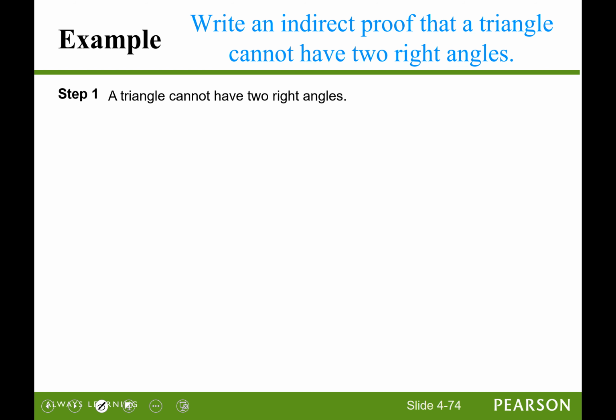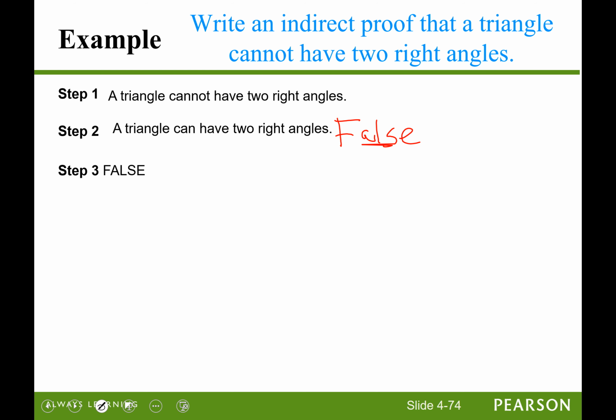Step one, identify what we are trying to prove: a triangle cannot have two right angles. Step two, we write the negation. That would be: a triangle can have two right angles. Now our goal is to prove this negation false. That's our challenge. We have to prove that a triangle can have two right angles is false.